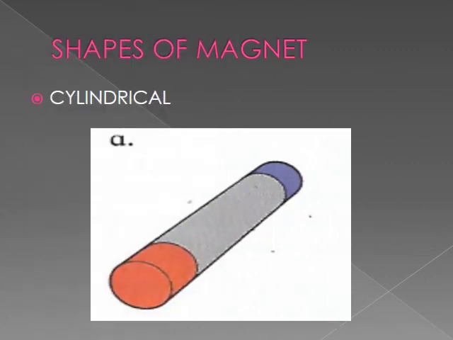My dear students, here is another shape of magnet, that is called cylindrical. You can see here the cylindrical shape of magnet. It is a cylinder type of magnet having two poles, the north pole and the south pole. Red is the north pole and blue is the south pole of the magnet.